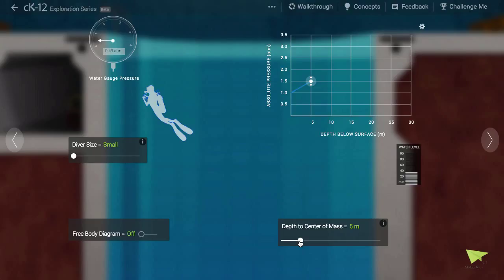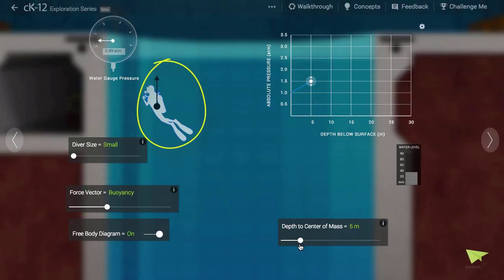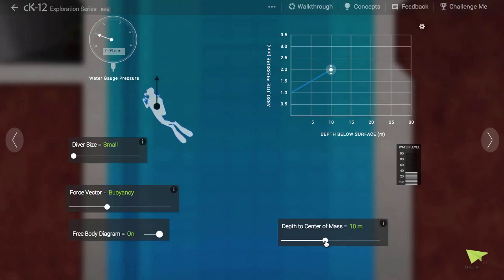The amount of buoyant force is equal to the weight of the displaced water. It is a fixed amount once the diver becomes fully immersed, no matter how deep. By setting the force vector slider to buoyancy, we can watch the buoyant force stay constant, no matter the depth of the diver. We adjust the depth using the depth slider. This depth is to the center of mass of the diver, not her head or feet. So the buoyant force acting on the diver doesn't depend on depth.